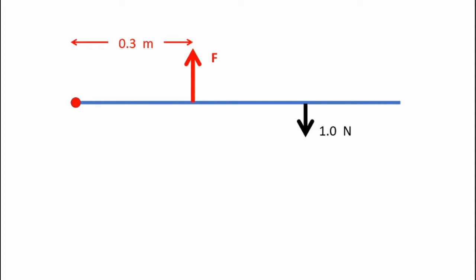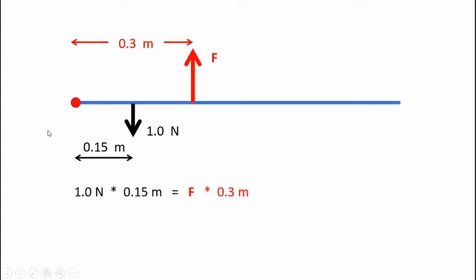Here's a setup for our third experiment. Now, rather than have the force applied outside of the spring scale, I want to move that force inward and place it between the pivot point and the scale. And I'm going to place that halfway between, so it's 0.15 meters. Now, if we look at the math, you see that my clockwise moment is 1 Newton times 0.15 meters. And that's opposed by the upward force being applied by the scale. So that's F times 0.3 meters, of course, the distance between the scale and the pivot point.